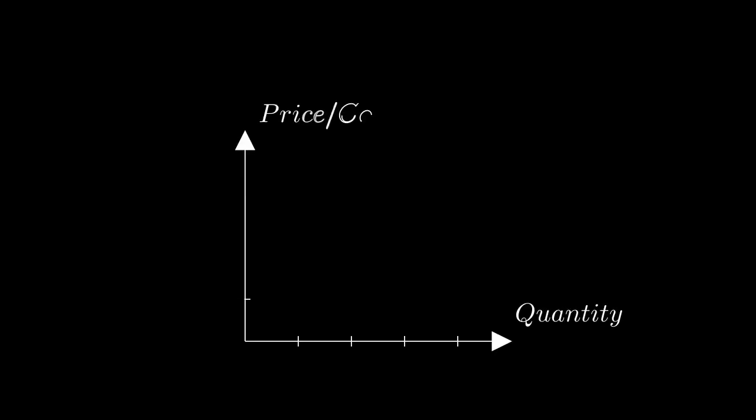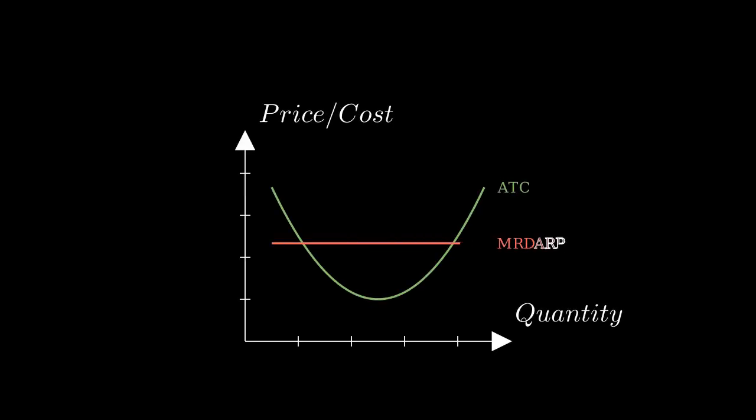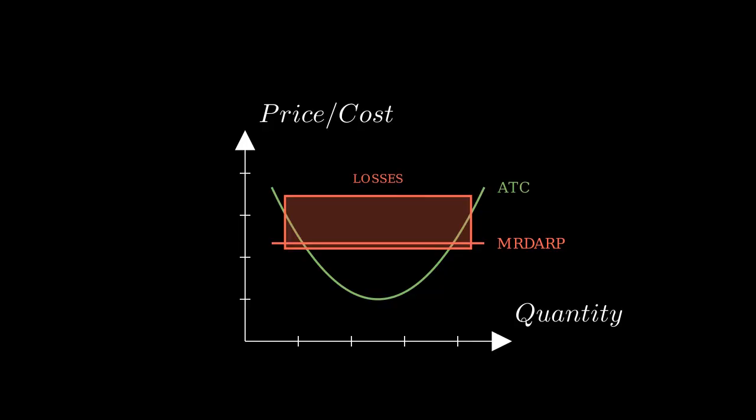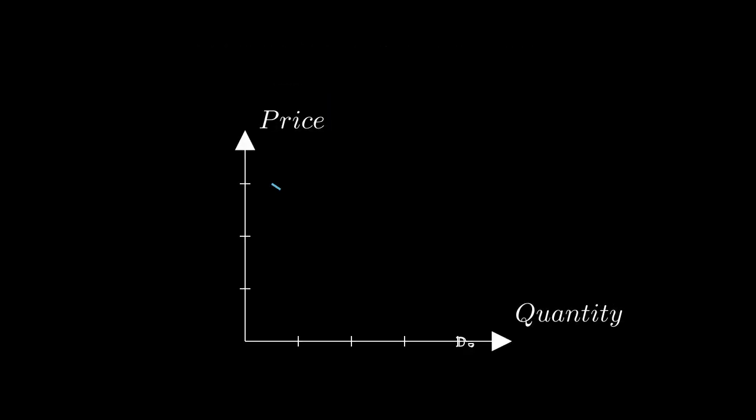Now let's look at what happens when firms start leaving the market. If firms are earning negative economic profit, meaning their costs are higher than their revenue, they'll want to exit. Refer to the next graph. Here, the MR-DARP line is below the ATC curve. You'll see a red rectangle between the MR-DARP line and ATC. This represents the firm's losses. Firms experiencing this will want to cut their losses and leave the market.